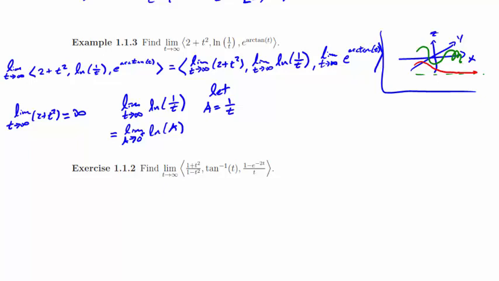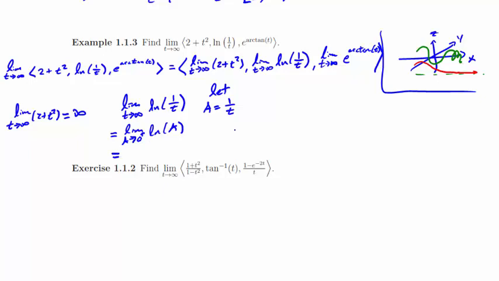So I'm letting a equal the inside function. The inside function doesn't just go to 0, it goes to 0 from the right side. It's going to be a positive 0, right? We're not going to be hitting negative values if t is going to positive infinity. So positive 1 over positive infinity is going to positive 0. So my a, which equals 1 over t, inside of this natural log, is approaching 0 from the right.